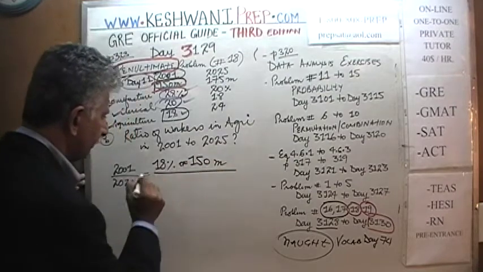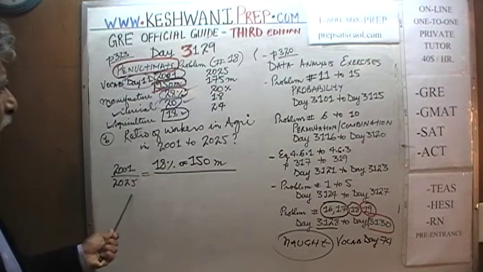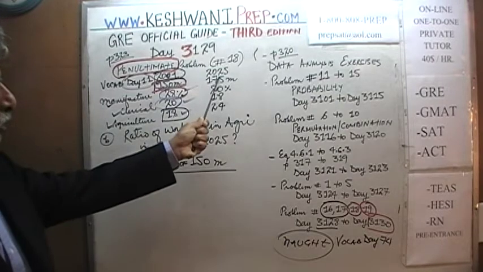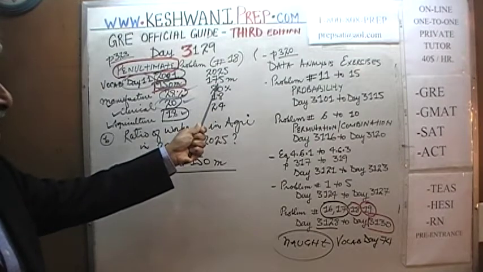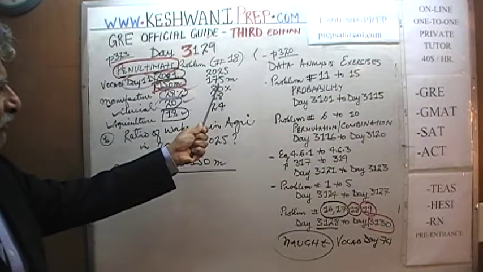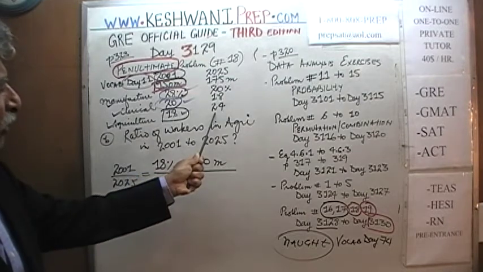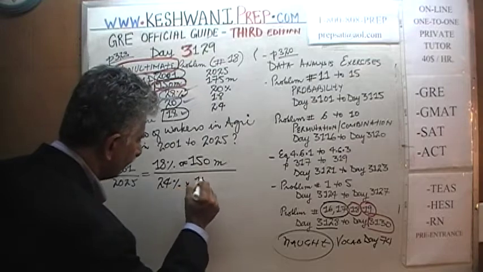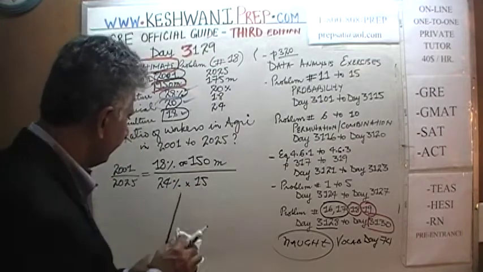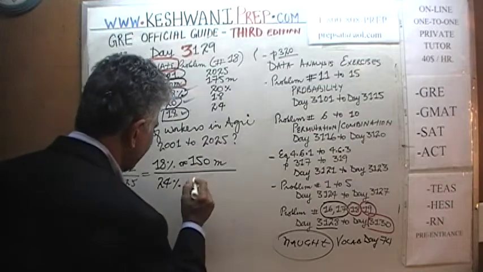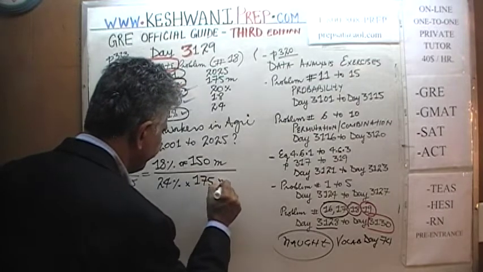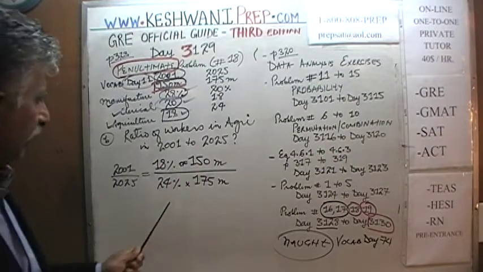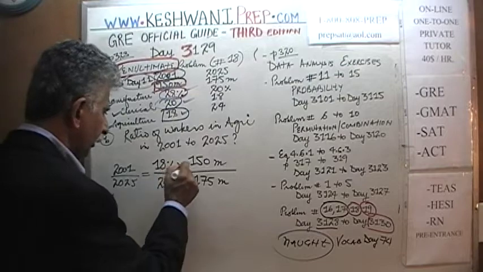Watch what happens. In 2025, first of all, we have to keep in mind that by the time we get to 2025, the total workforce is 175 million. And out of 175 million in agriculture, 24% are employed. 24% of 175 million. You see how easy it is? Of means multiply. Let's change that to a multiplication sign as well. That's it. We are done.